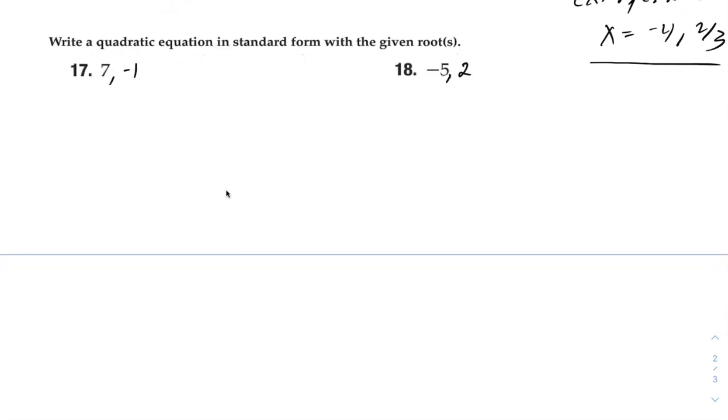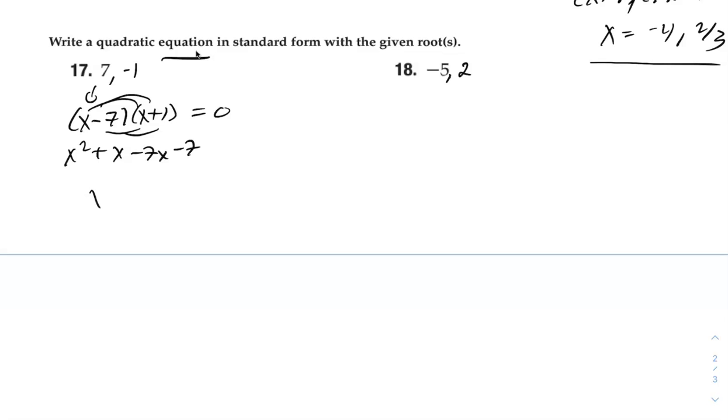So if I had this, how do I get 7? You get it from x minus 7. How do you get negative 1? You get that from x plus 1. Right? The reverse of the zero product property. Set equal to 0 because it is an equation. And then just distribute. X squared plus x minus 7x minus 7. So you get x squared minus 6x minus 7. And yes, I said distribute. I do not like FOIL.